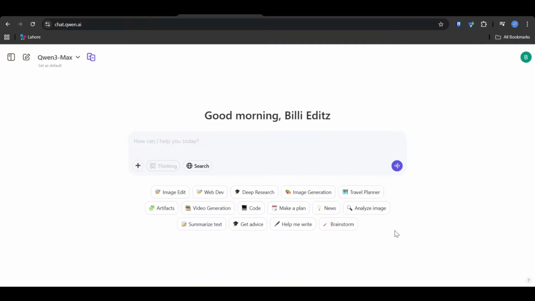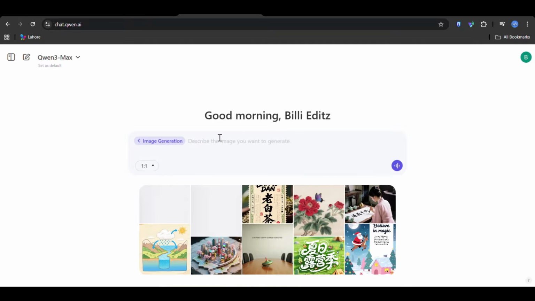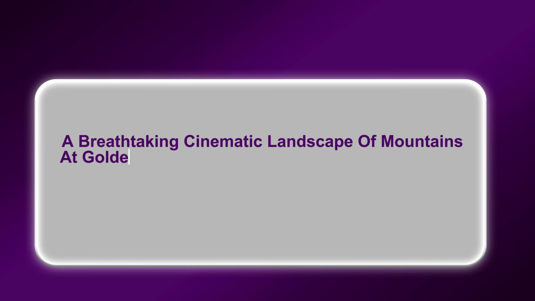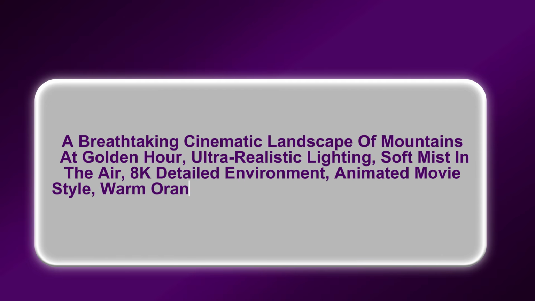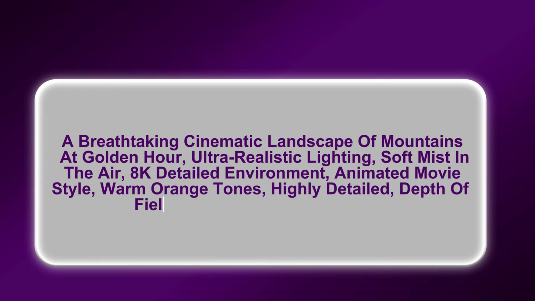Image generation time. Click on the image generation option, type in your prompt, and let's see what this bad boy can do. So here's the first one I'm testing. A breathtaking cinematic landscape of mountains at golden hour. Ultra-realistic lighting, soft mist in the air, 8K detailed environment, animated movie style, warm orange tones, highly detailed, depth of field, professional composition.